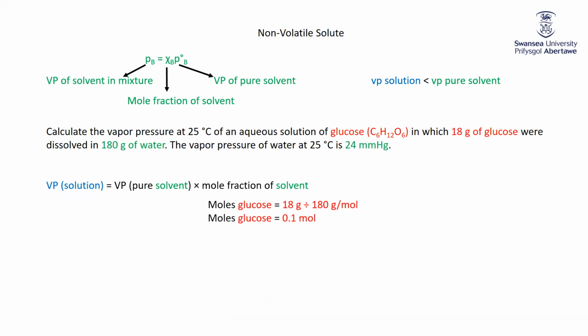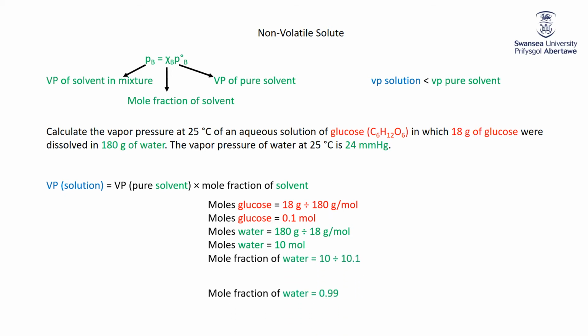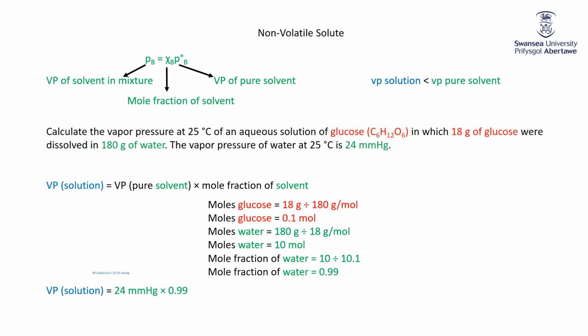So this equation here, let's see what we've got. As far as the mole fraction is concerned, the moles of glucose is 0.1, 18 divided by 180. The moles of water is 10, 180 divided by 18. And so the mole fraction of water is the 10 moles of water divided by the 10.1 total moles. Mole fraction of water, 0.99. Pop that into the equation. Vapor pressure, therefore, is 24 millimeters of mercury, the vapor pressure of the pure solvent, multiplied by 0.99, the mole fraction of water.